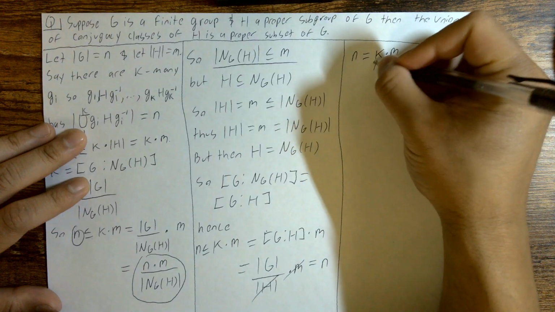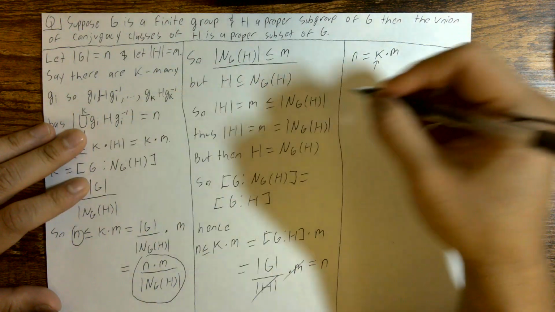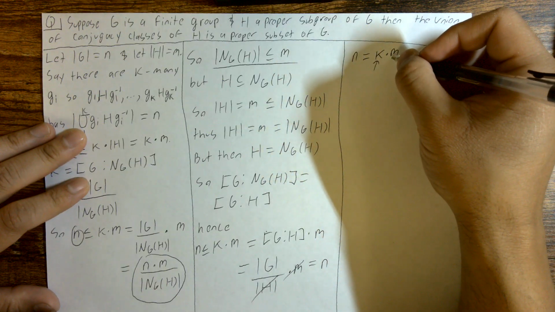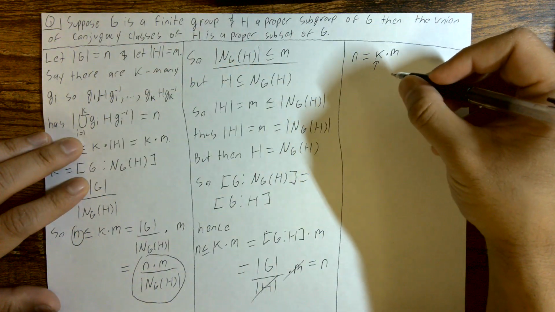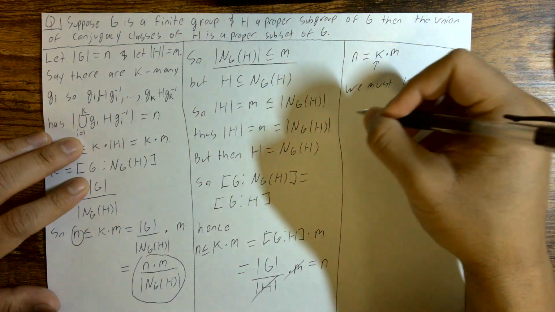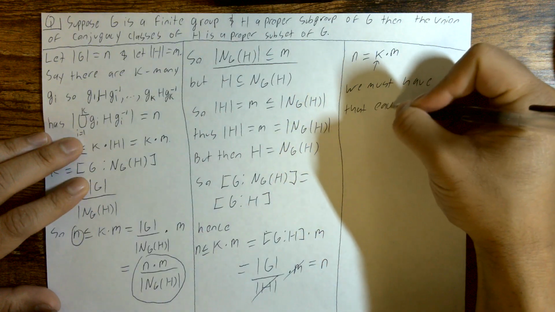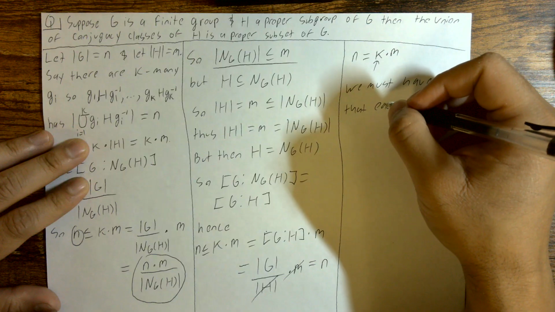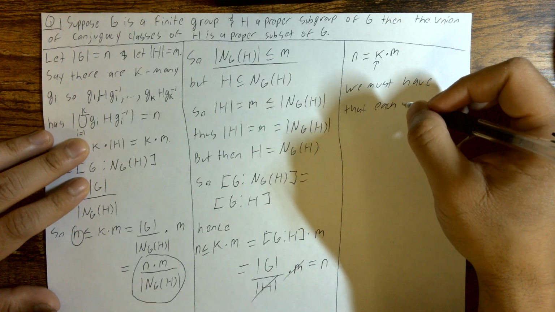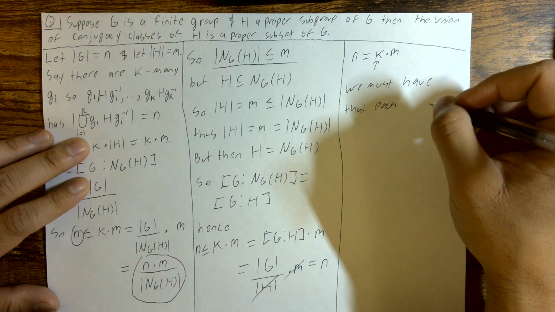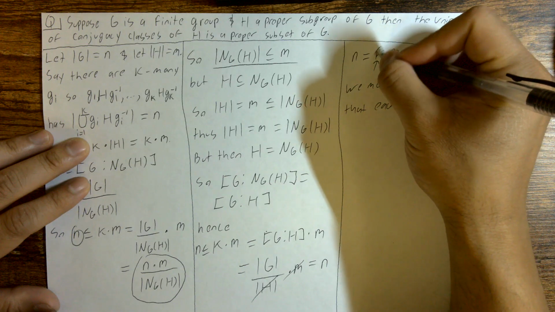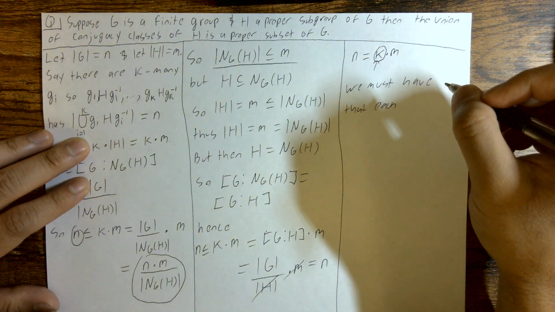But then, since k is the number of conjugates of H, and m is the full size of H, we must have that each conjugate of H does not overlap, in the case that k is not equal to 1.